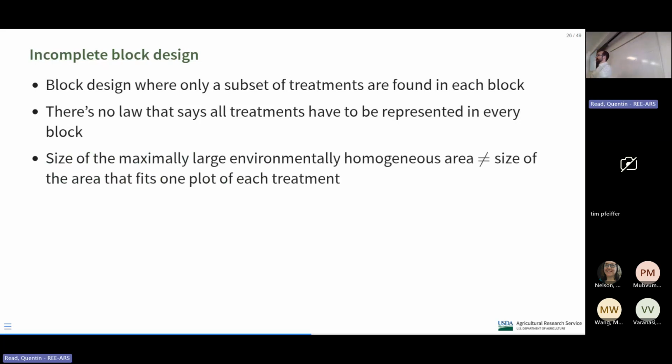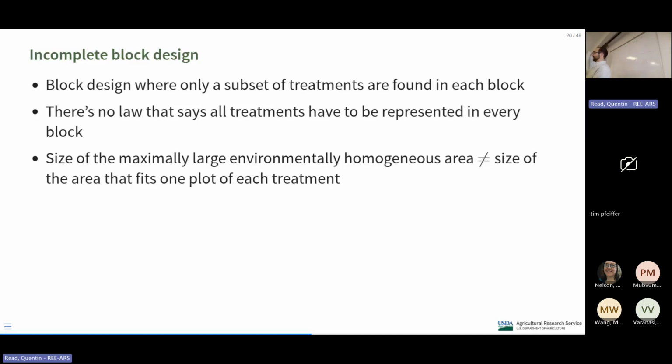Especially because it doesn't make sense to me that blocks are supposed to be, within a block is supposed to be environmentally homogeneous, and among blocks is where you should have the variation. But the size of an area that exactly fits one complete replication, one plot of every treatment, why does that have to be the same size as a maximally large area that has negligible environmental variation within it? It doesn't. There's no reason why those things should correspond in any way. Like if you have a 2x2 study, there's 4 plots per block.